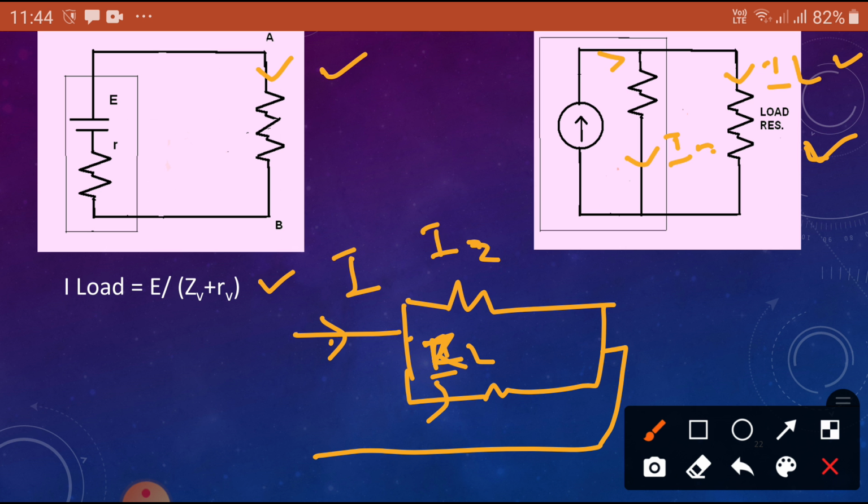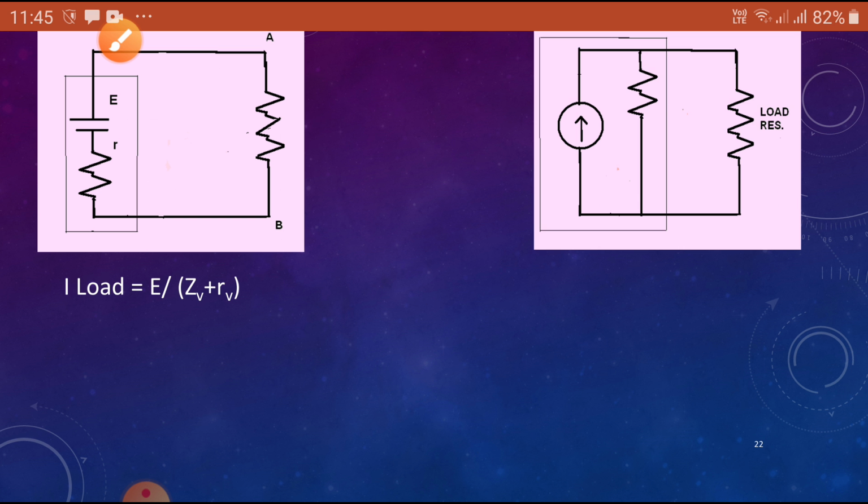Now you know this one, as per the formula, what is that? I require the load current IL, and I know the impedance. What is the impedance? Z internal and Z load. So based on this circuit, you are going to write it.